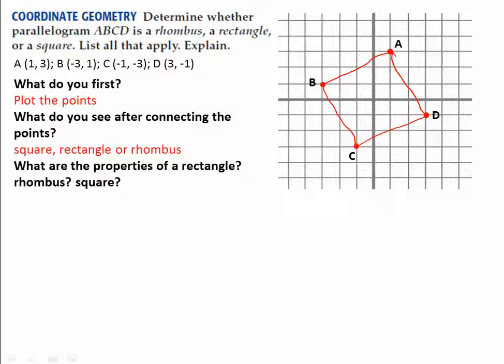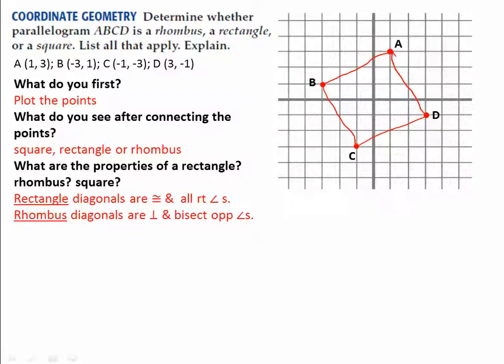So what are the properties of a rectangle, a rhombus, and a square? Well, remember they share all the same properties of a parallelogram, okay? But rectangles also have diagonals that are congruent, and of course it's all right angles. A rhombus has diagonals that are perpendicular and bisect the opposite angles. And a square has the properties of a rectangle and a rhombus, plus all that of a parallelogram.